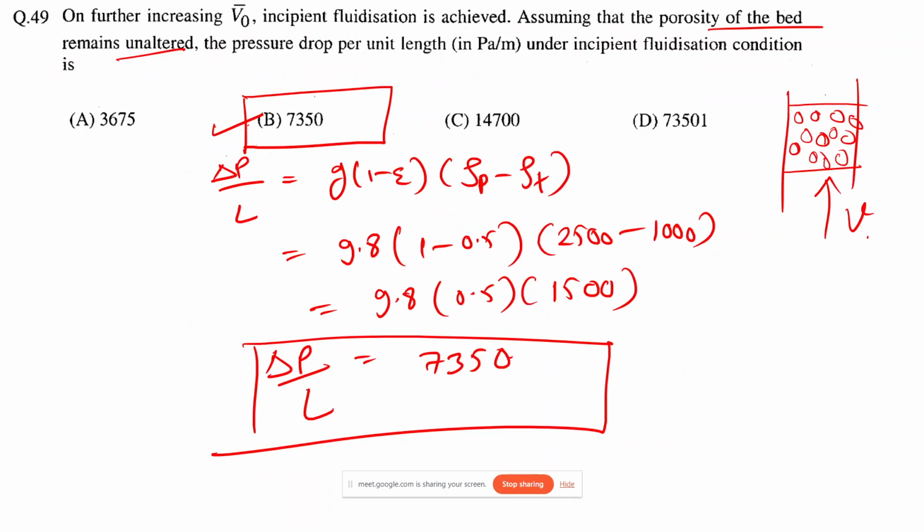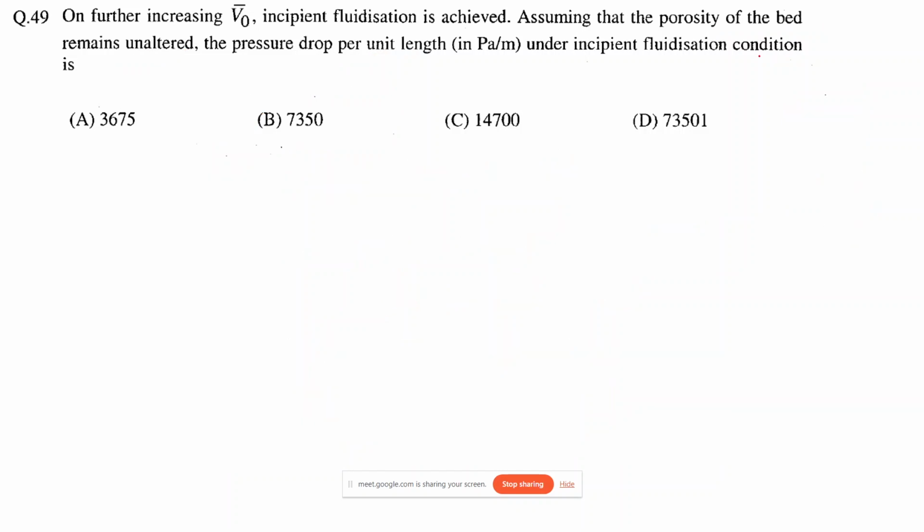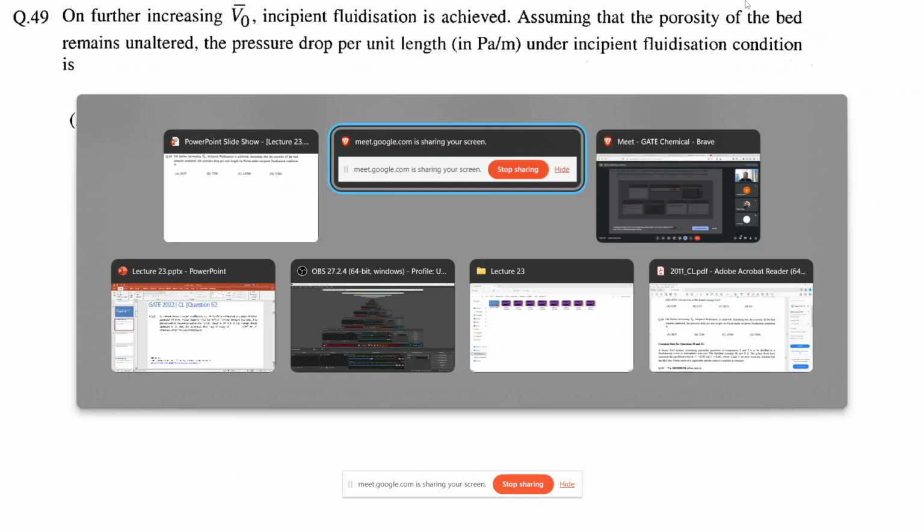Whereas in the second question, on further increasing the V naught bar, the incipient fluidization is achieved. Assuming that the porosity of the bed remains unaltered, we are asked to find the pressure drop per unit length in Pascal per meter under the incipient fluidization condition. So in the first question, we have to find the ratio of kinetic to viscous loss, whereas in the second question, the pressure drop per unit length at incipient fluidization. We will be taking a look at the video solution for both of these questions.